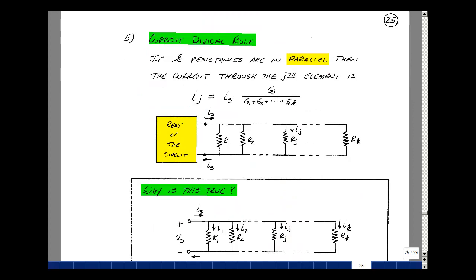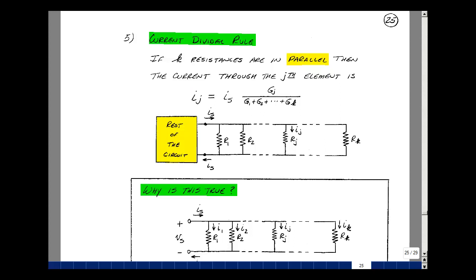Our next property is called the current divider rule, and let me read it to you. If k resistances are in parallel, then the current through the jth element is equal to the jth conductance over the sum of the total conductances times the current that's coming out of this box and eventually leaving back again. And we notice in this theorem it's very much like the voltage divider rule, but the word parallel is replacing series and the word current is replacing voltage.